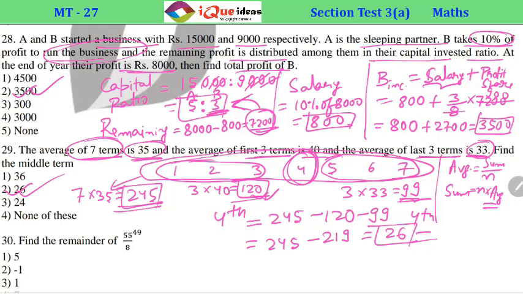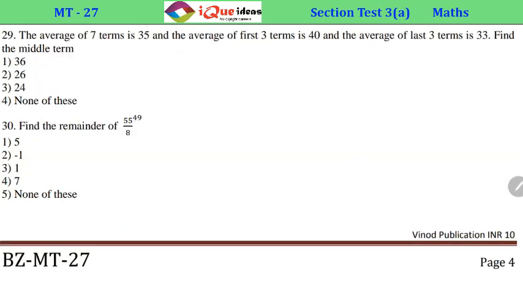All right. Now let's take up the next one. The 30th question says: find the remainder of 55 to the power 49 divided by 8. Now here we have done so many examples of this in theory lectures. Let's take, first of all, only 55. If you divide 55 by 8, your remainder will be 8 sixes are 48, so plus 7.